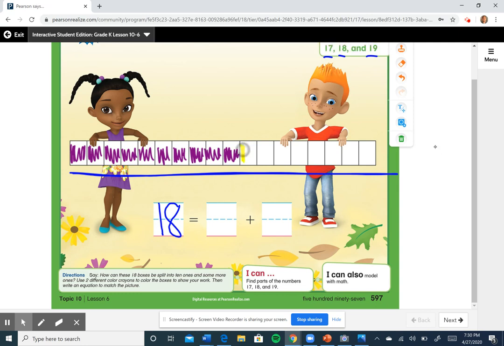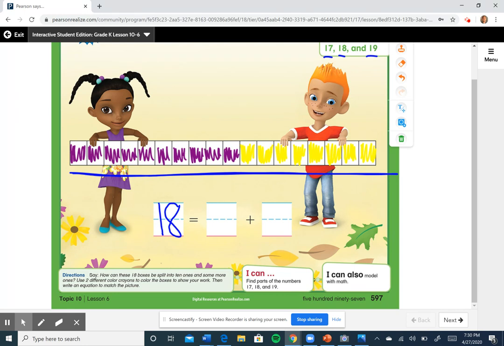And then we have 11, 12, 13, 14, 15, 16, 17, 18. So I have all my boxes filled.